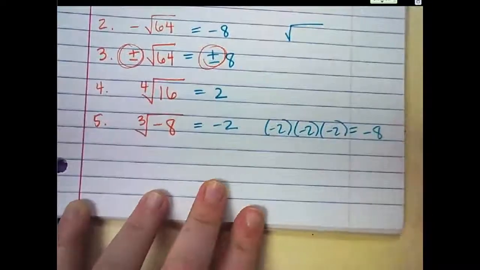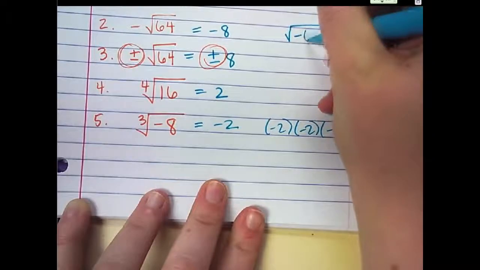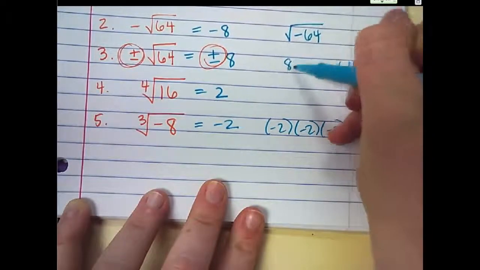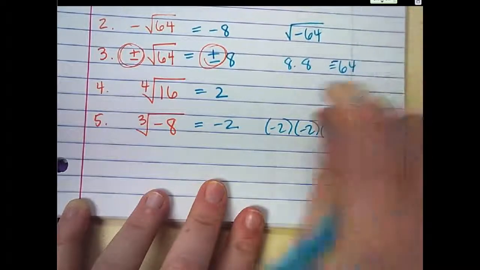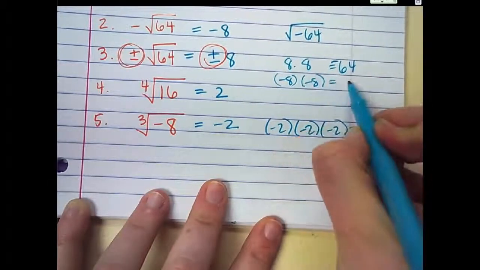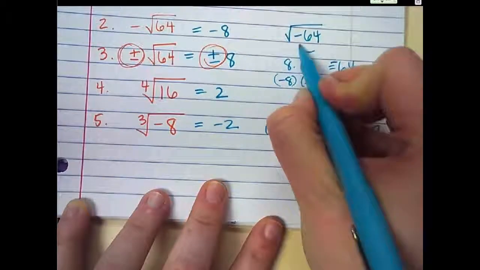Well, what if I did square root of -64? It'd be 8. Okay, so if I do 8 times 8, though, that's +64. Yeah. If I do -8 times -8, what is that? 64. Also positive. Is there any way for me to get that negative?